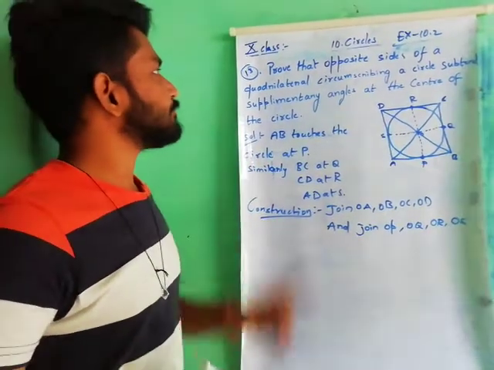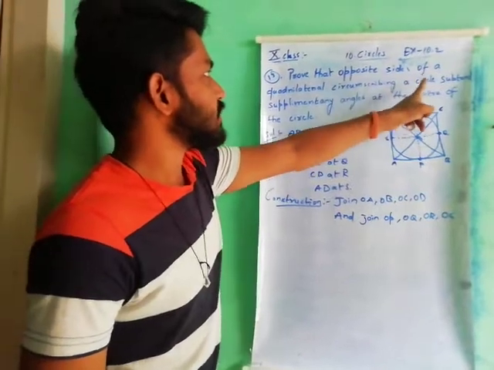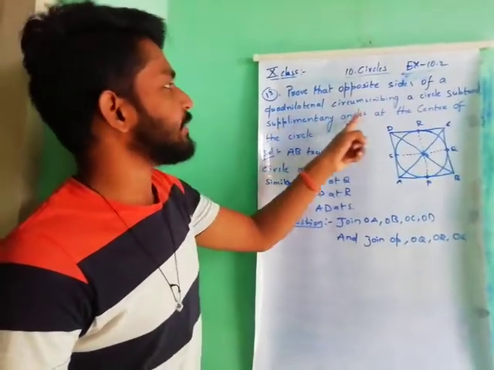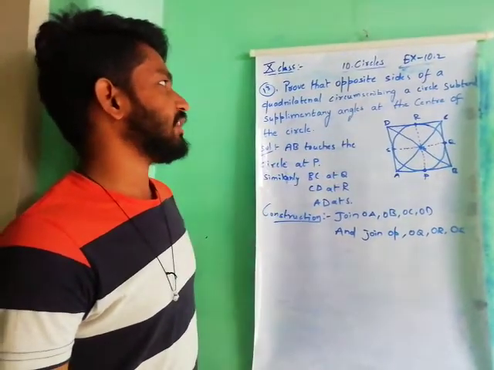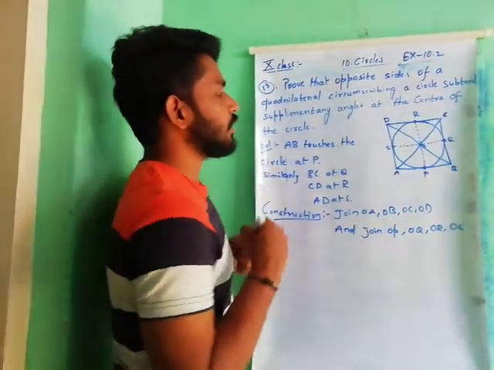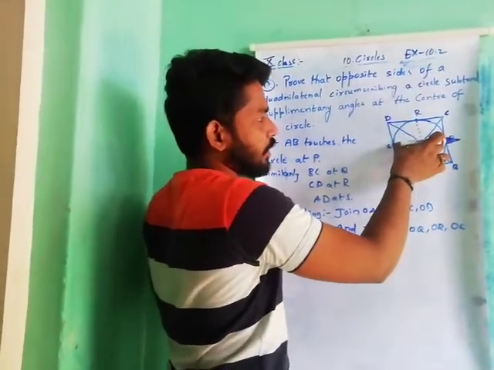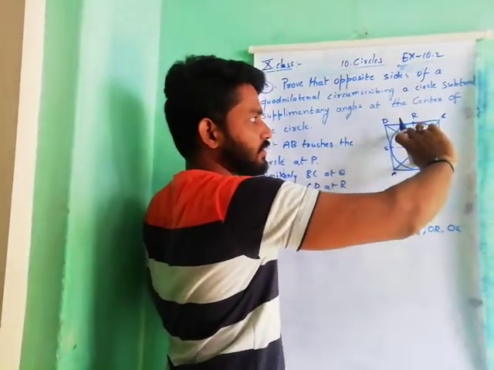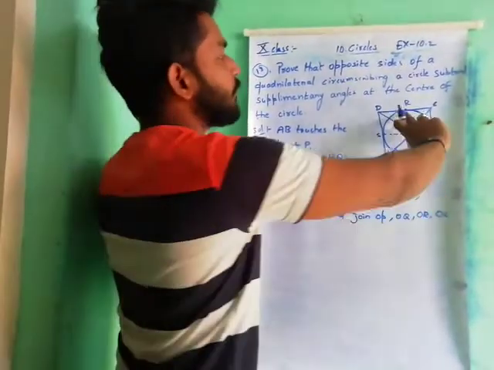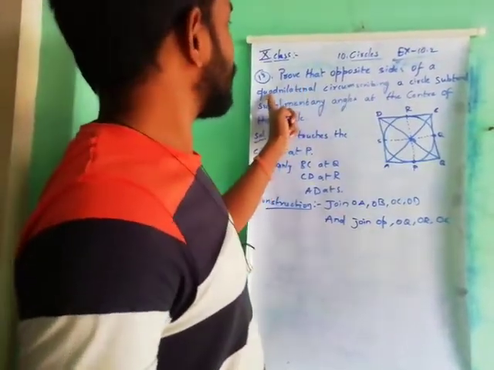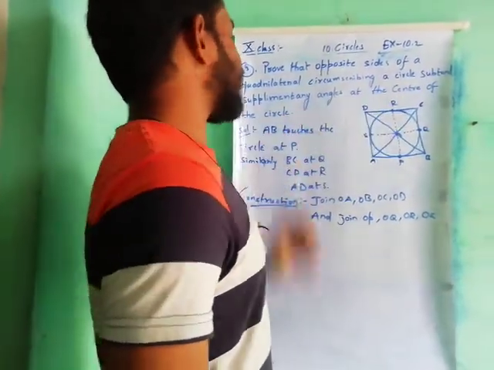So once again, prove that opposite sides of a quadrilateral circumscribing a circle subtend supplementary angles at the center of the circle. Supplementary angle means 180 degrees. Here what he is asking means the opposite sides of the quadrilateral. For example, these two are opposite sides, or these two are opposite sides. These two sides are opposite to these two sides.